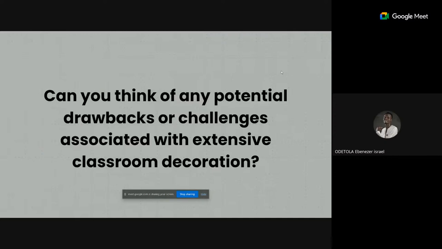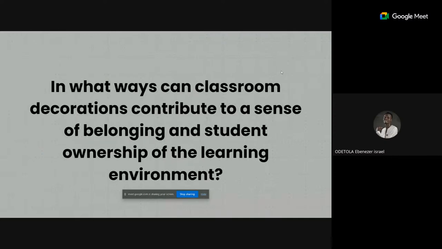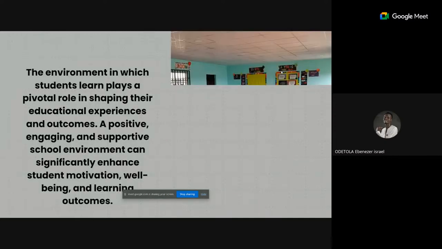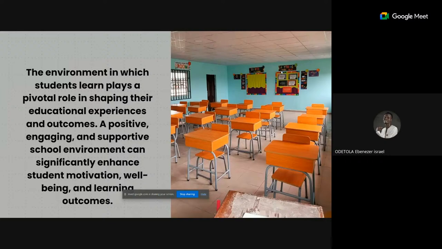But I would like you to think about it. Which one have you experienced in your classroom? Even if you have taught before in a primary school environment, which one have you experienced? I would like you to think about some of these questions. So right now, let me start immediately, and I'm going to start with this word: the classroom environment.